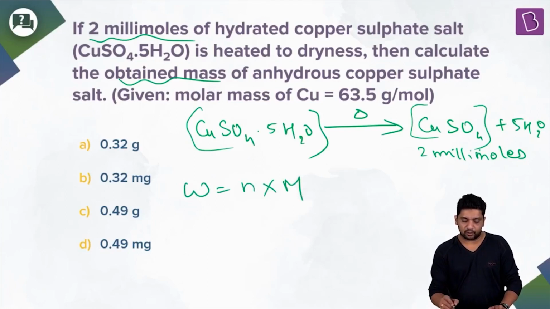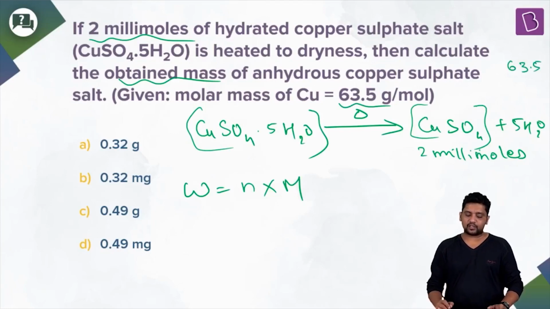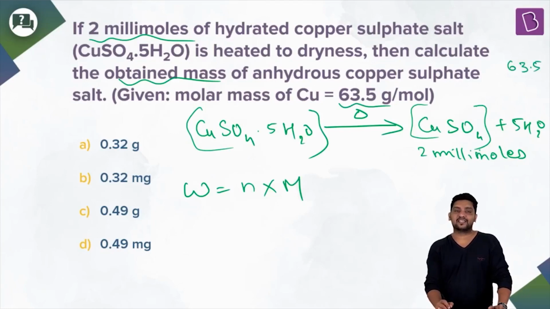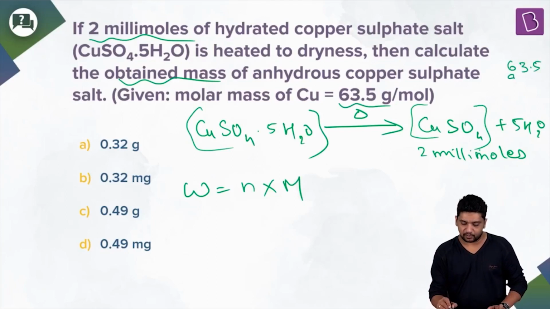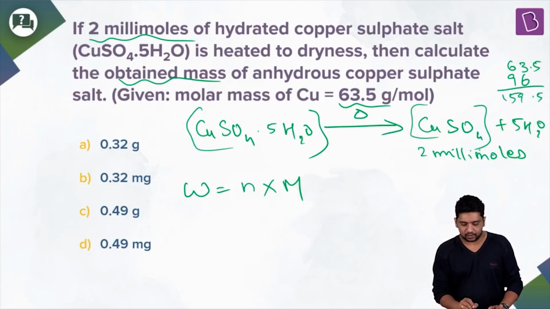So CuSO4, copper is given as 63.5. So 63.5 plus sulfur 32 and 4 oxygen is 64, so 96. Between the two of them I am getting how much? 159.5, approximately 160, right? Approximately 160. So what will I get? I am going to get 2 into 10 to the power minus 3.